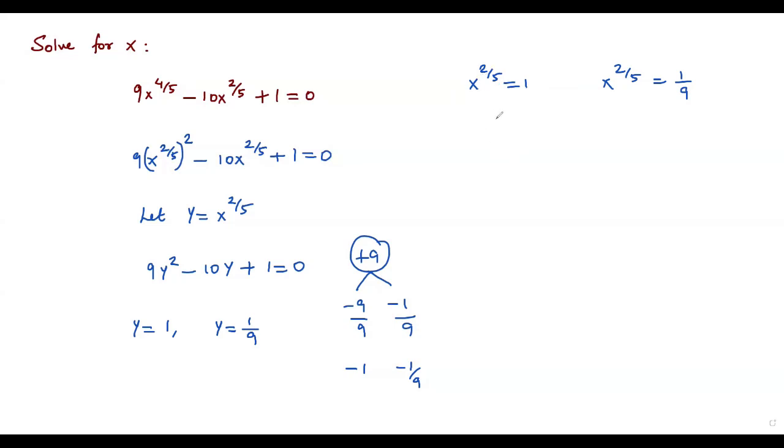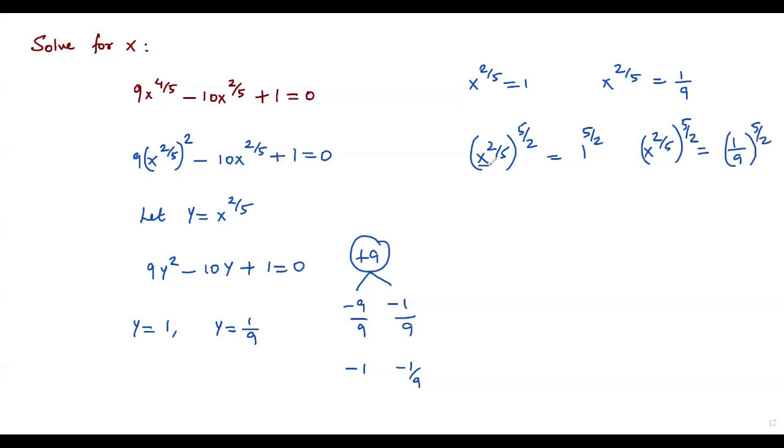Let me do it. So now I'm going to raise both sides of this equation to the power of 5 over 2. The same thing I'm going to do in this equation. Okay, let me do it. x to the power of 2/5 is raised to the power of 5 over 2 equals 1 raised to the power of 5 over 2. Let me do the same thing over here. x to the power of 2/5 raised to the power of 5 over 2 equals 1 over 9 raised to the power of 5 over 2.